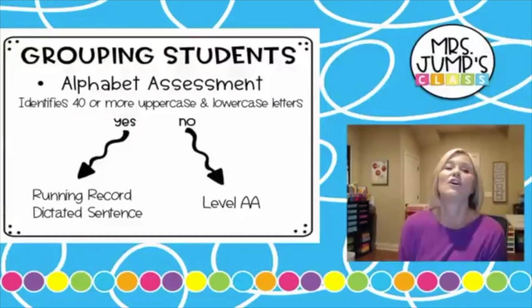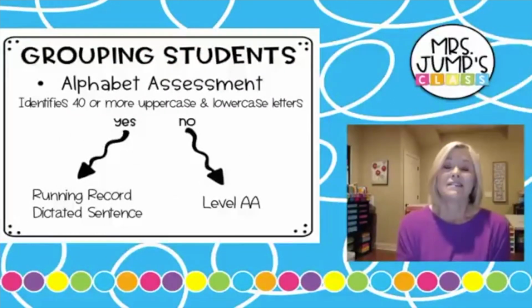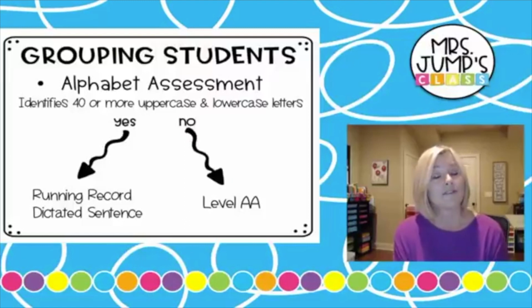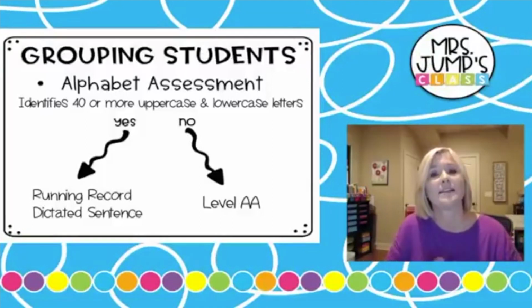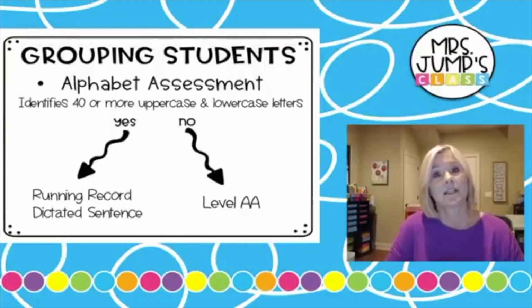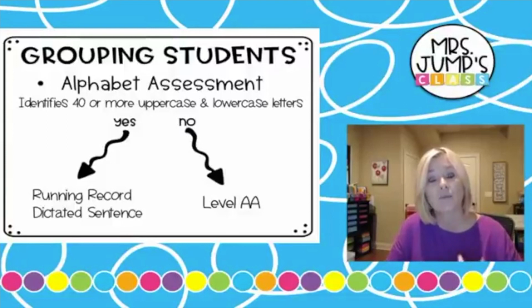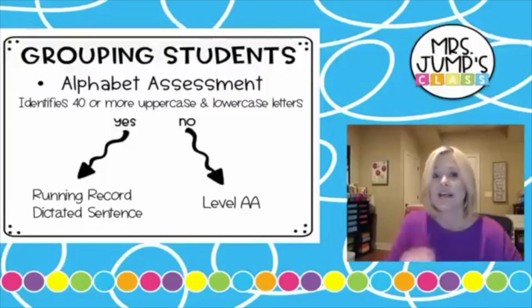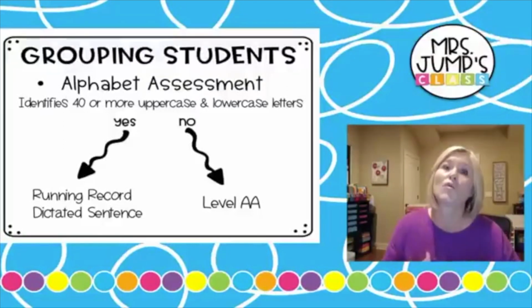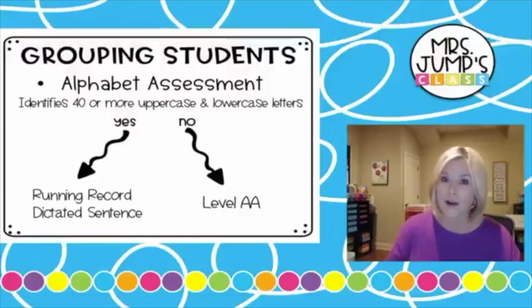All right, so grouping students. To group my students in kindergarten, the very first thing I do is an alphabet assessment. I do an alphabet assessment on all of my kids, and if my kids can identify 40 or more of the 52 uppercase and lowercase letters, and I'm just talking about the letter names, then I do a running record as my next assessment, and then I follow that up with a dictated sentence.